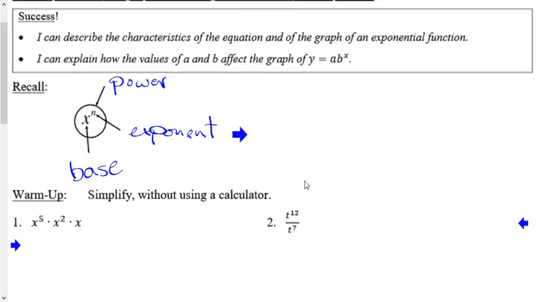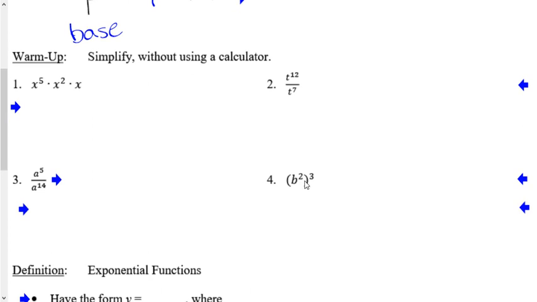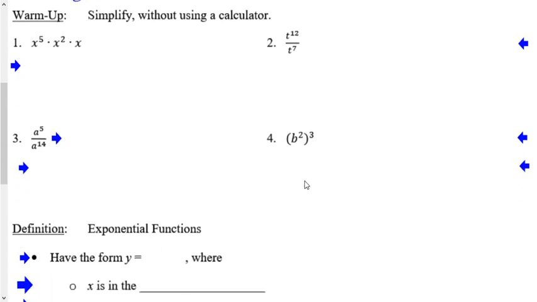Now I'd like you to look ahead at these warm-up questions and see what you remember about simplifying these different expressions. So at this point, I'd like you to pause the video, do questions 1, 2, 3, and 4. When you're done, you can restart the video.